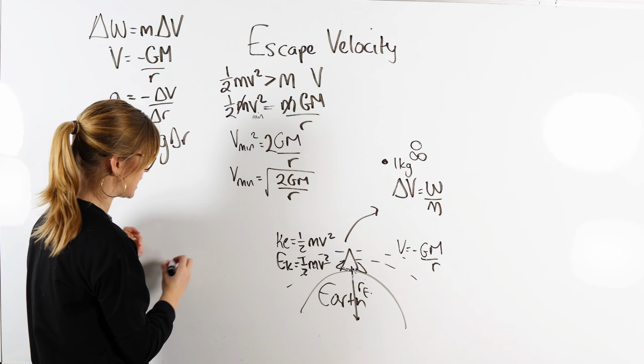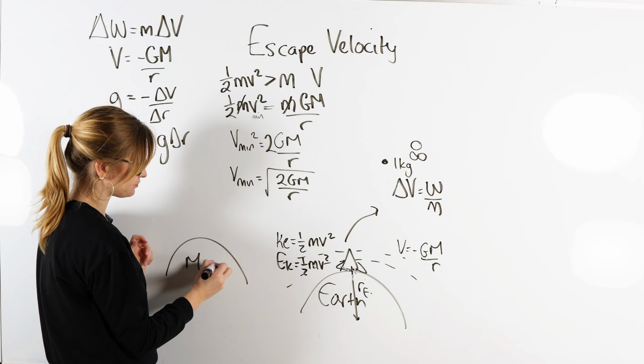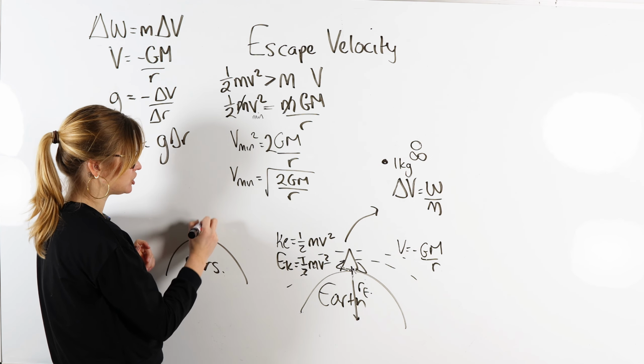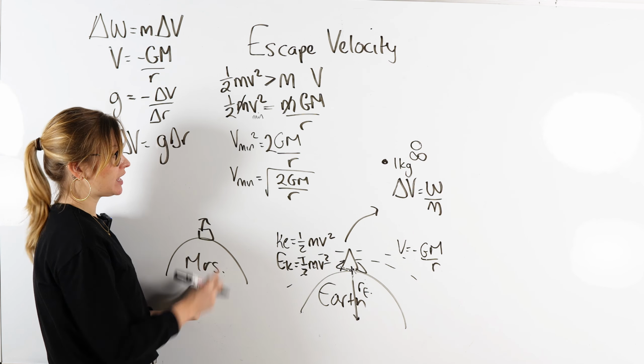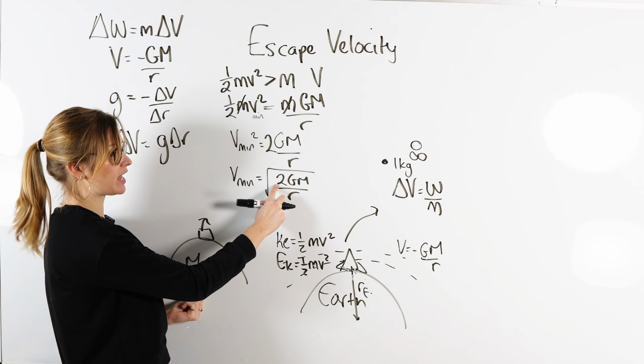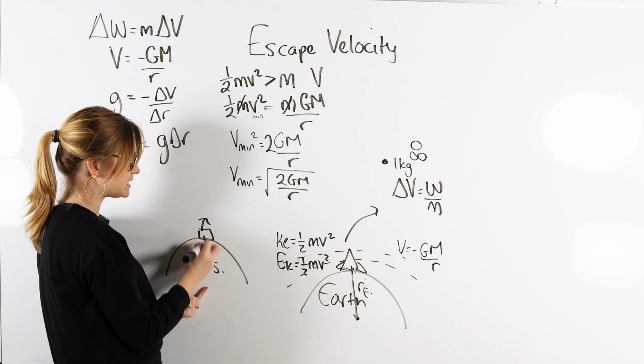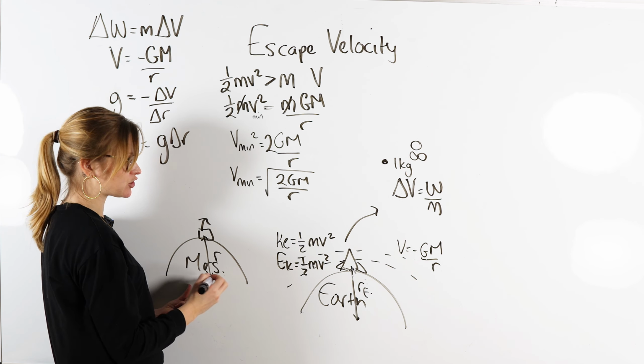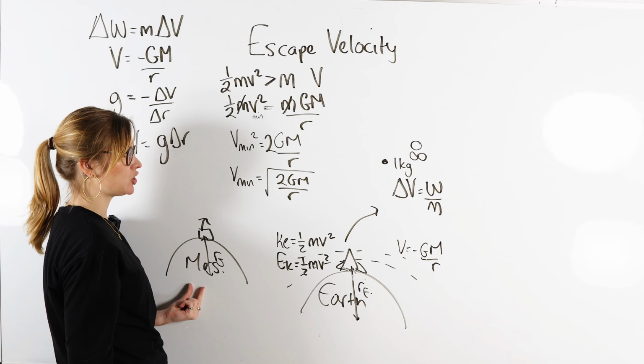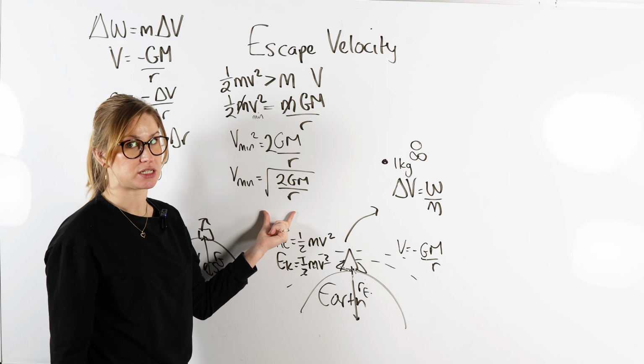We can do it for any object. Let's say that we've got an object on Mars, and I want my object to escape the pull of Mars. Its escape velocity is the square root of 2 times the universal gravitational constant times the mass of Mars divided by the distance between that object and the center of Mars. It'll be the radius of Mars. You can do it for the moon. You can do it for any object.